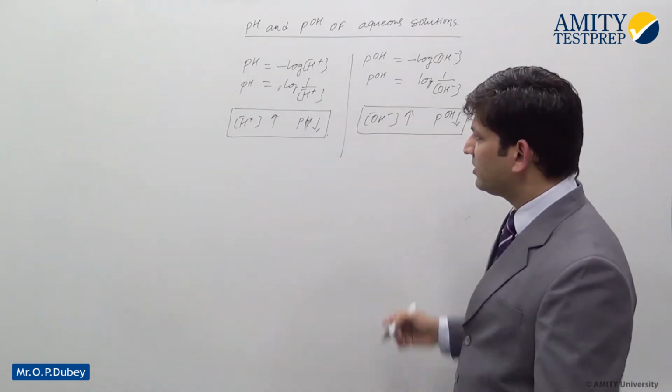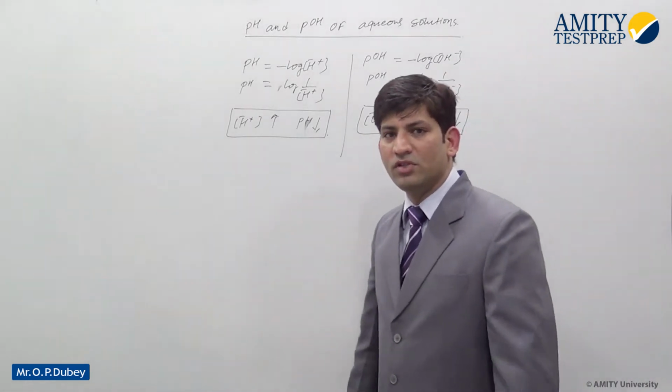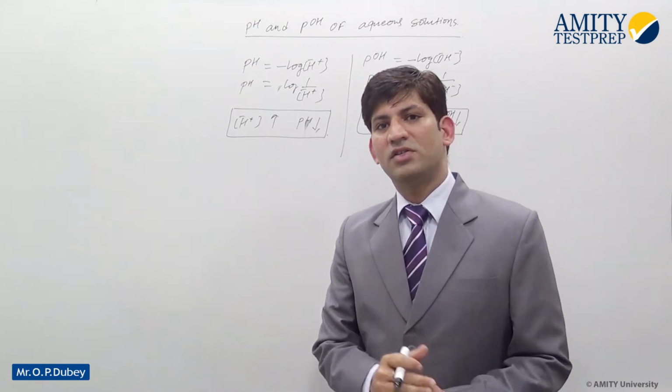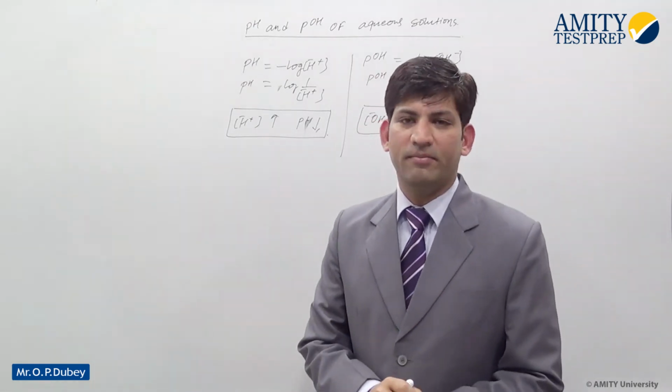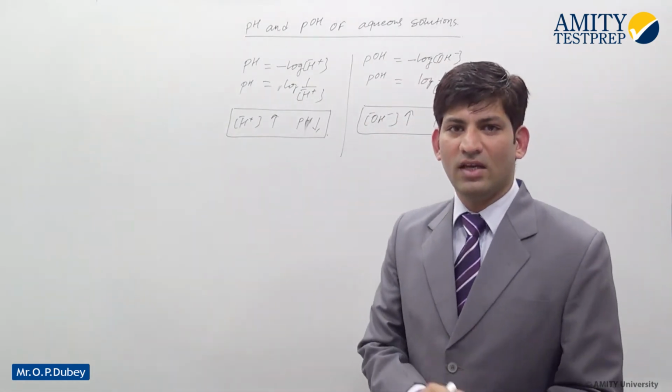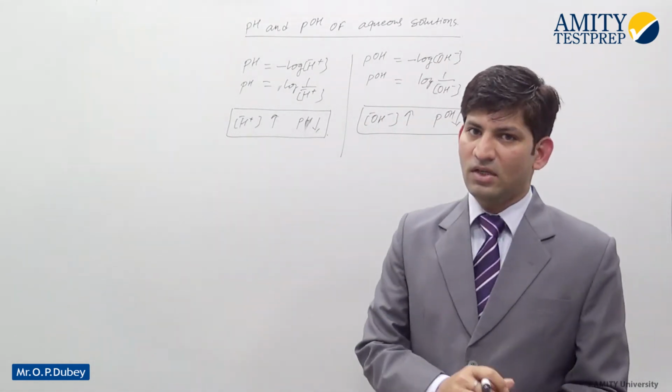From these two formulas we can calculate the pH and pOH of a solution. If we can calculate the H+ ion concentration, then we can calculate the pH of the solution, and by knowing the OH- ion concentration we can calculate the pOH of the solution.